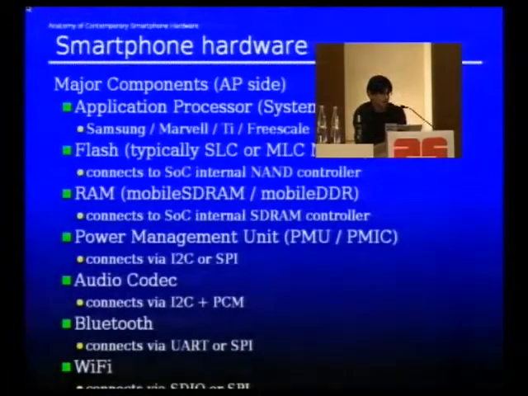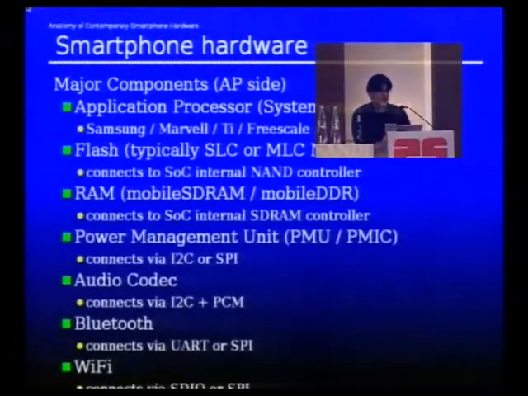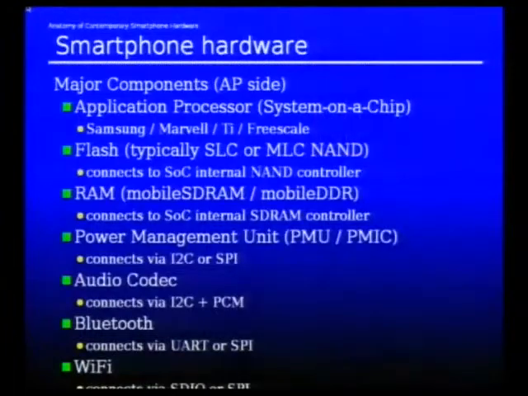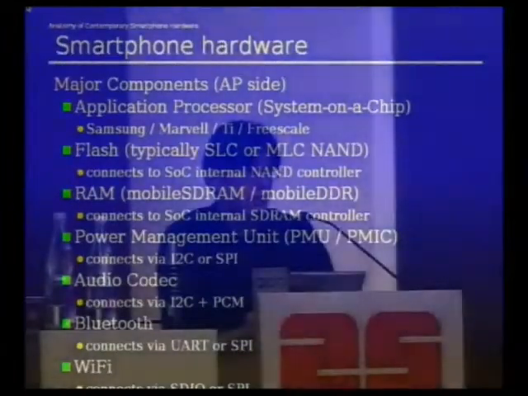You have some amount of flash. Typically, it used to be, or still is to some extent, single-level cell NAND flash. Multi-level cell NAND flash is coming up more and more. It's typically connected to the NAND flash controller inside the system on a chip, which means that this is native raw NAND flash. It's not like a solid-state disk that looks like a hard disk and offers a block device abstraction to you, but it's raw NAND flash, and your file system, or your block translation layer, has to work on top of that, because NAND flash has its inherent characteristics. You can't just use it like traditional block devices. So this is not like a USB drive.